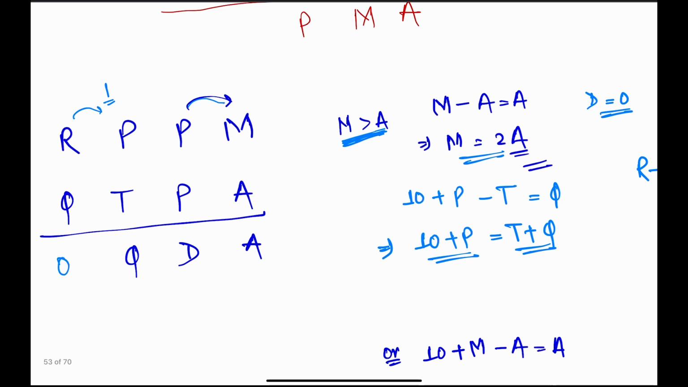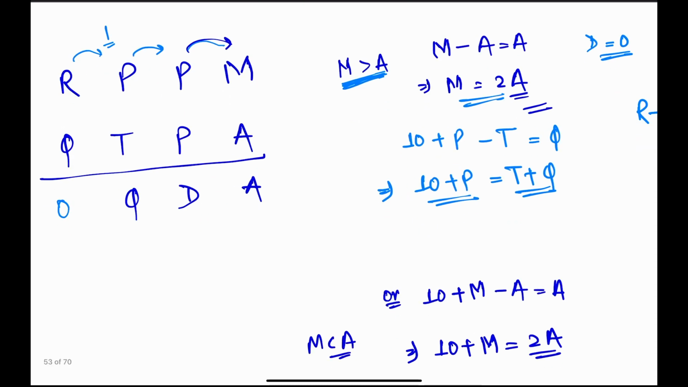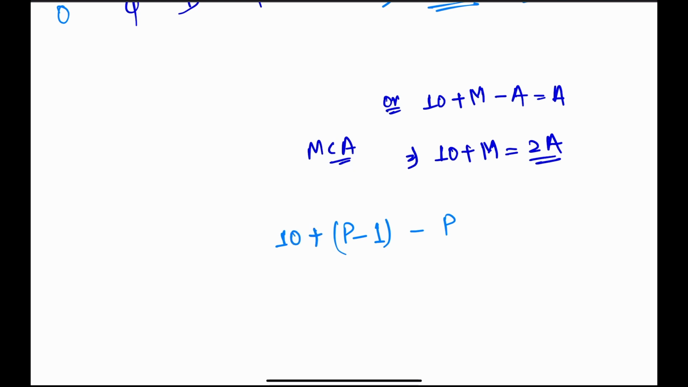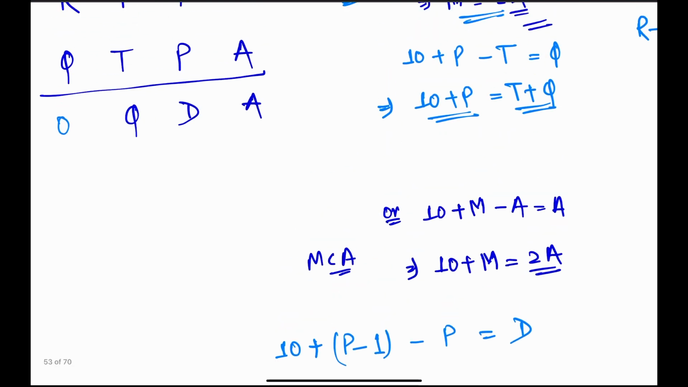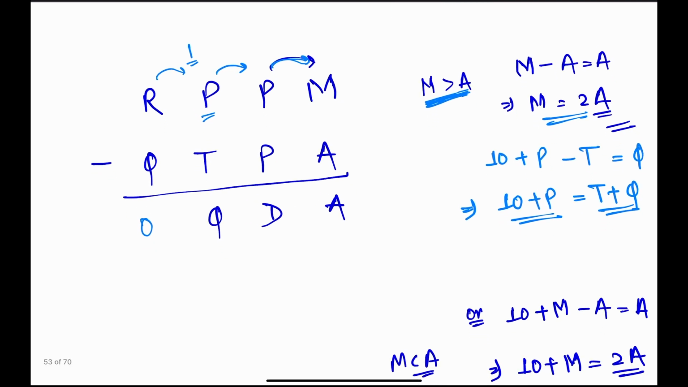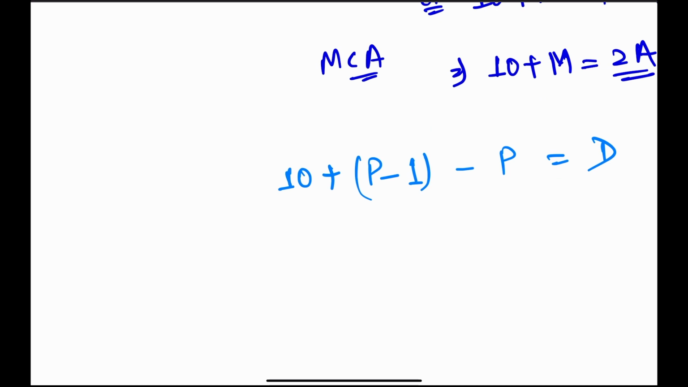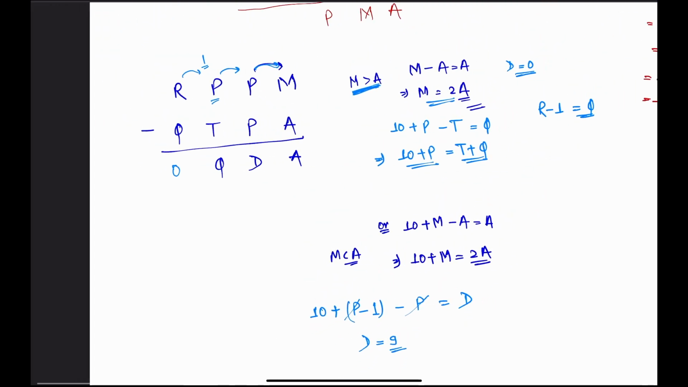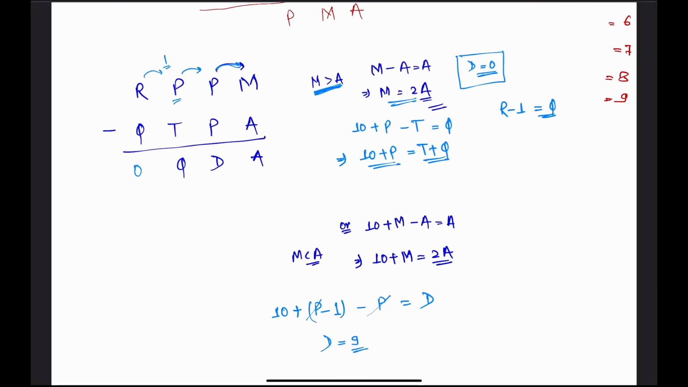So what is going to happen? This P will take carry. So again, 10 plus P becomes D, right? Because when P gives 1 to M, it becomes P minus 1. So P minus 1 minus P cannot be possible, it's a smaller number, so it will take carry from this P. If it takes carry, it becomes 10 plus P minus 1 minus P. So this P will cancel, and the value of D will become 9. So in either of the cases, if we can find which relation is correct, then we can find the value of D.